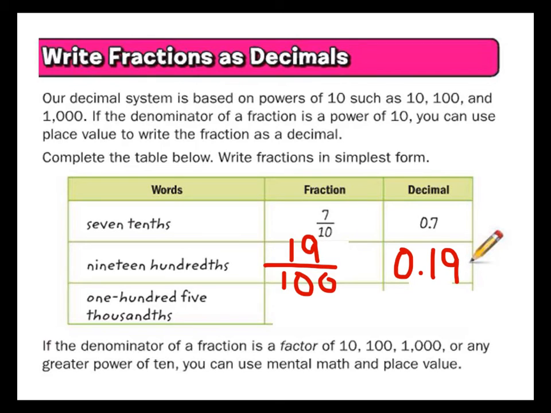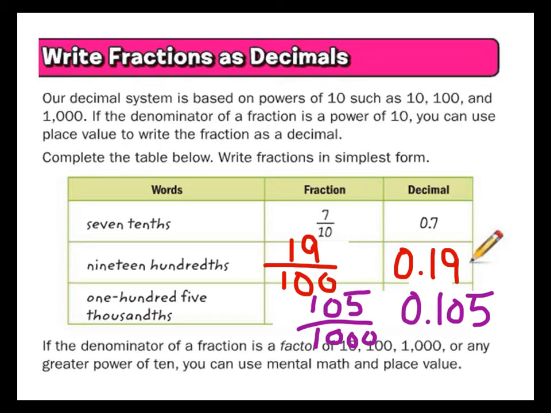What about 105 thousandths? What is this as a fraction? That's it. 105 over 1,000. What is this as a decimal? Cassidy. 0.105. That's it.